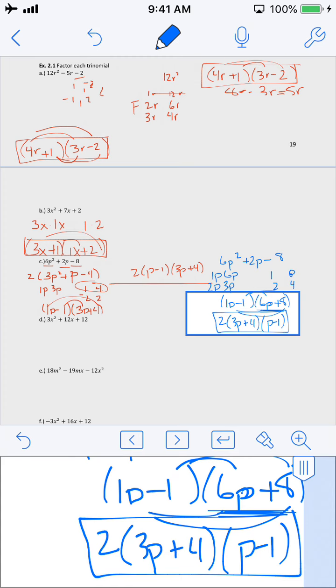Notice it was actually kind of easier to look at 3 and 4 than it is to look at 6 and 8. You could argue it wasn't easier, you could argue it was the exact same. Some problems it'll be much easier, some probably really won't matter. But I recommend you always take it out first.